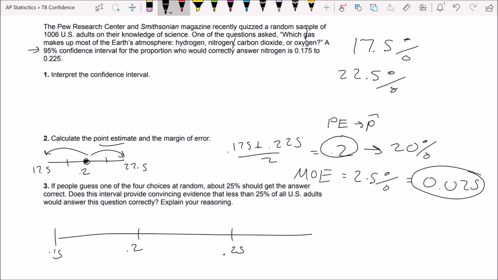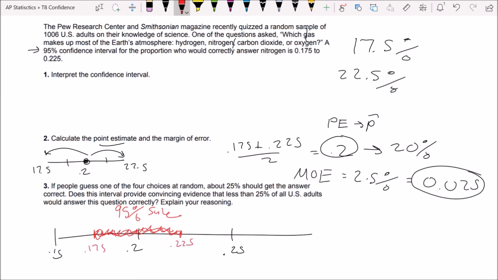that the true proportion of U.S. adults who would answer this question correctly is somewhere in this red bar. So if you asked all the adults, we are 95% sure it would land up in there. And that's 0.175 and 0.225.